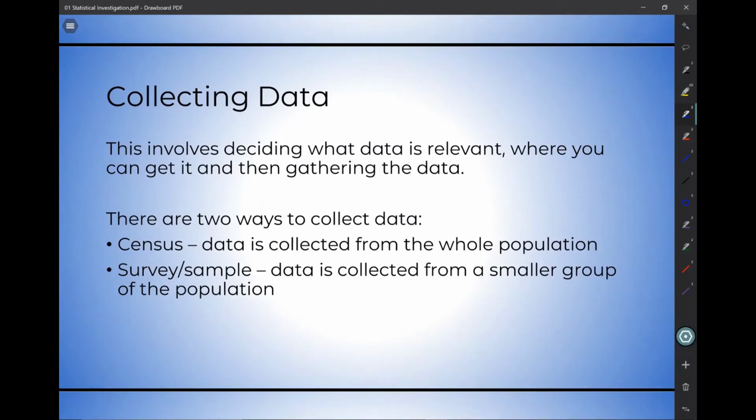So, collecting the data: deciding what data is relevant, where you can get it, and then actually going out and doing it. And we talk about these two things here as different ways of collecting data, either census, collect data from everybody, or sample, collect data from a small group of people. We'll look more in depth at these in our third lesson this week.